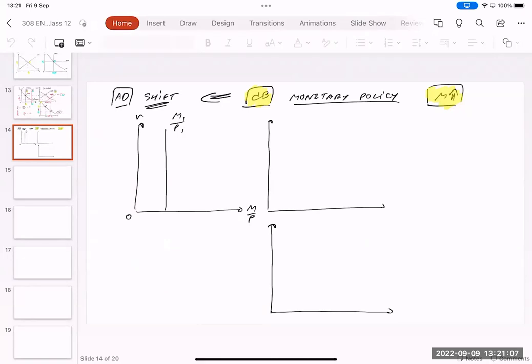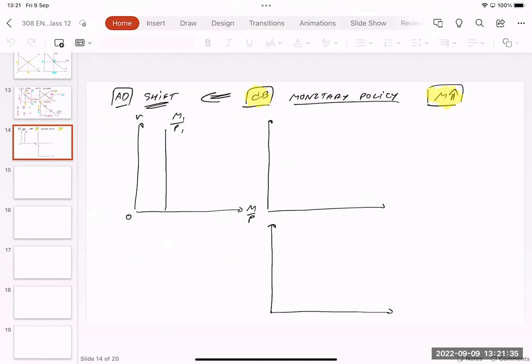So this time I'm going to show you how to shift the aggregate demand curve. The aggregate demand curve can be shifted by the central bank, which can use monetary policy. It means that when the central bank changes M, the nominal money supply, it can shift the aggregate demand curve. So I'm going to start by drawing three graphs.